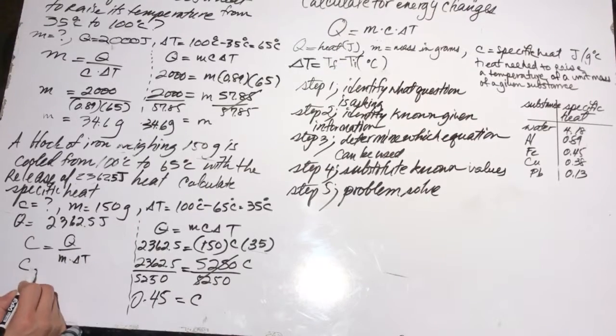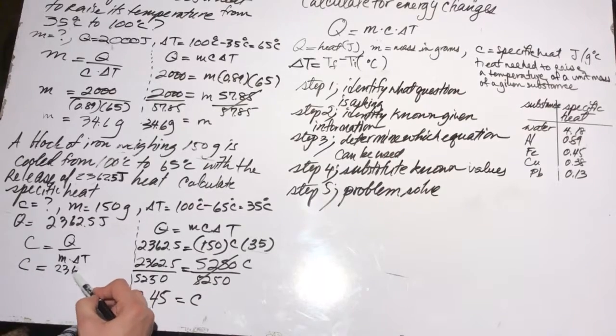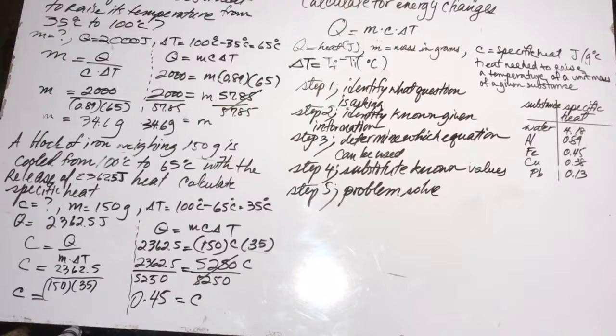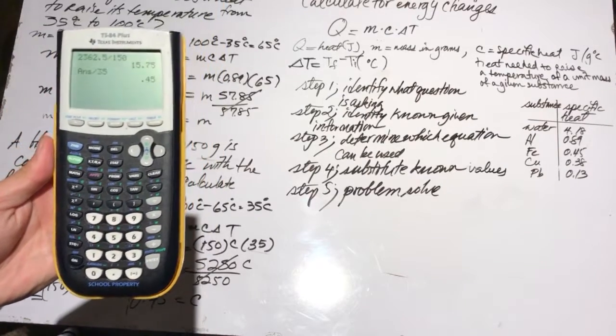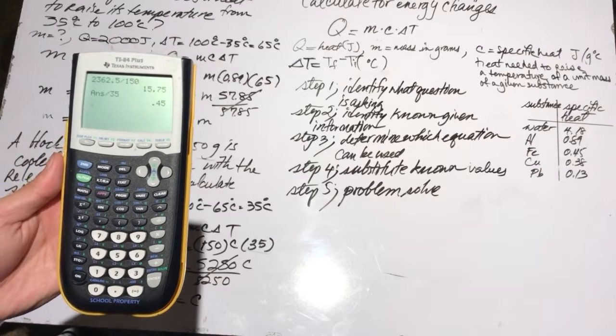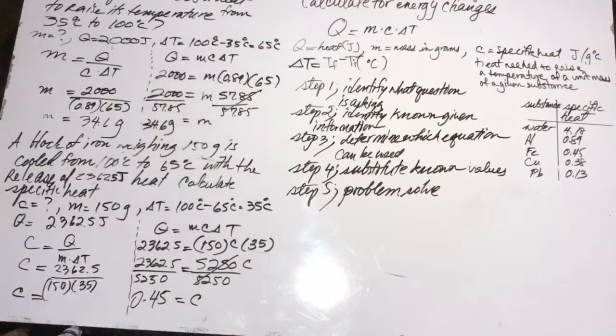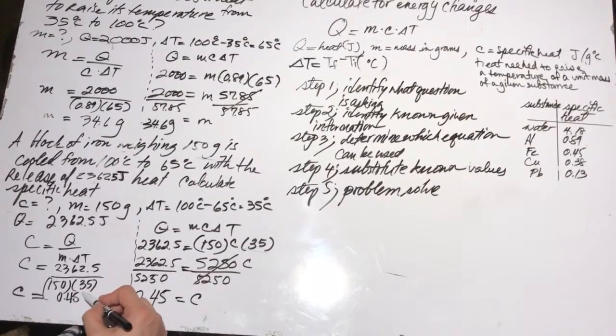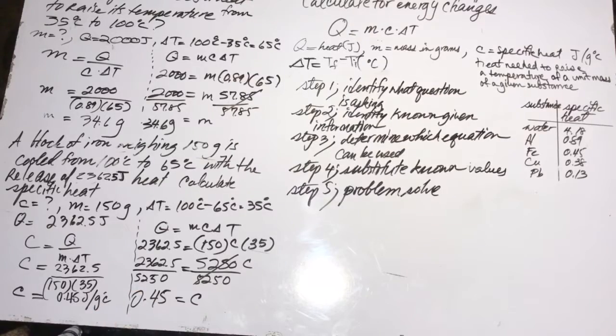Same thing here with the other way: 2362.5 joules divided by the mass, 150, and by the change of temperature. When you do the math, 2362.5 divided by 150, enter, divide by 35. The answer is exactly the same. This one is much easier and simpler if you know how to use it: you divide twice, which gives 0.45. The units are joules per gram per degree Celsius.